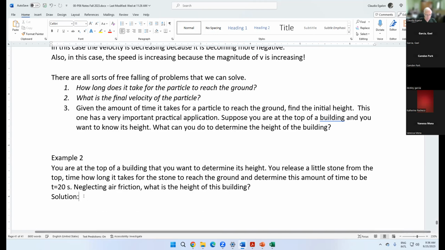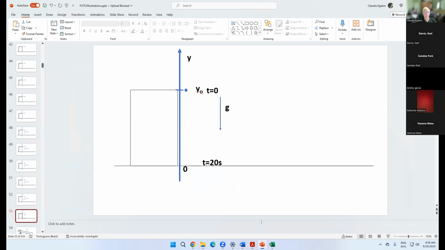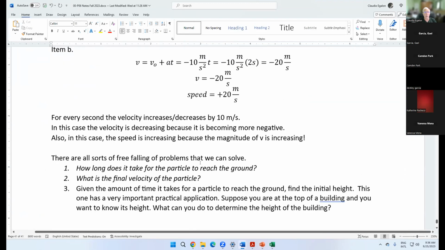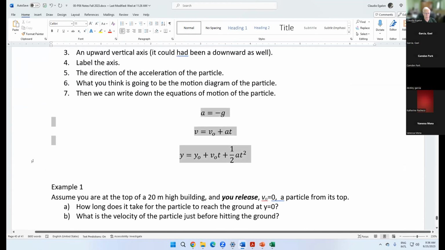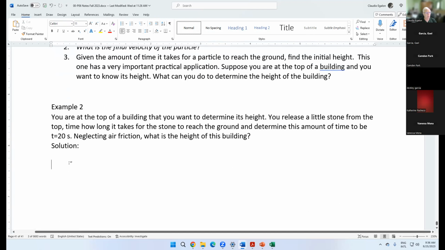Solution. So this situation is like the drawing that you saw right here. It's the initial height that you do not know. And you time it 20 seconds from here to here. Okay, let's put together our equations and let's see if we can solve our problem. Our equations are those. No, those two are enough.